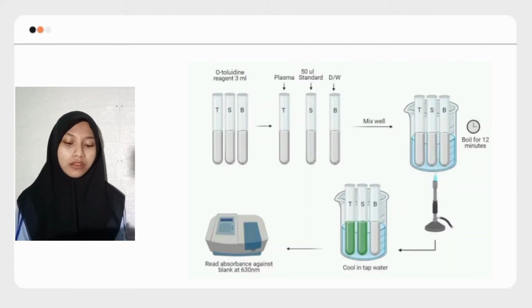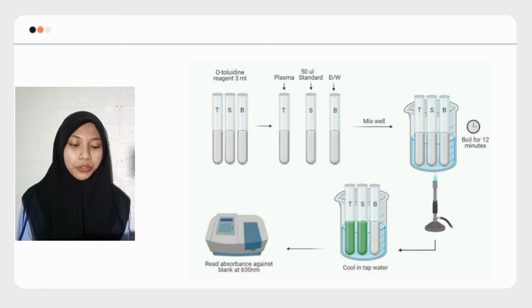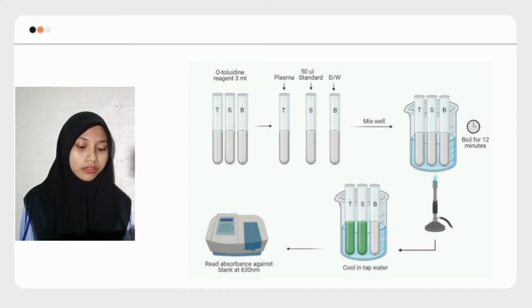Principle. First of all, the protein is precipitated by trichloroacetic acid. The glucose present in the filtrate reacts with O-toluidine reagent and makes the solution green. The absorbance of the solution is then measured with a photoelectric colorimeter.